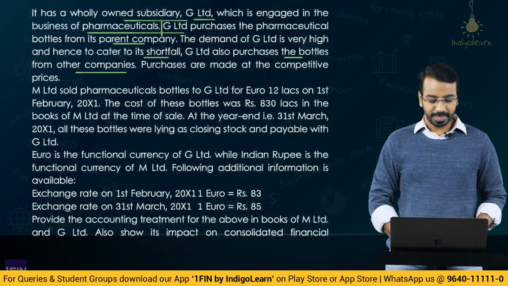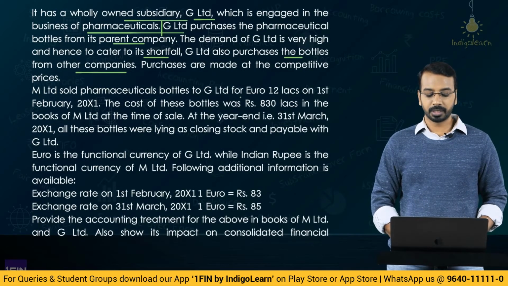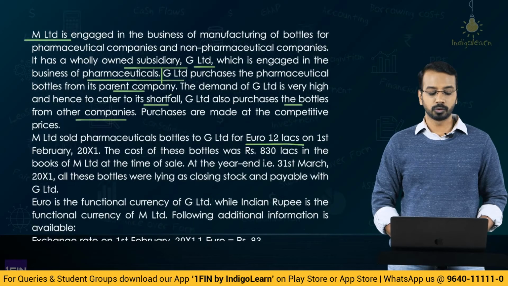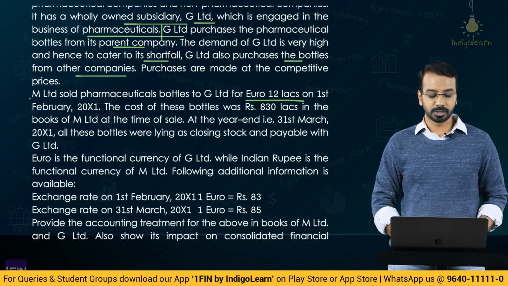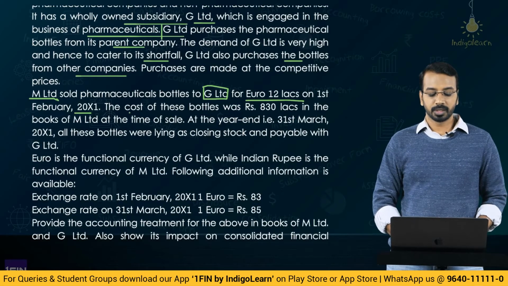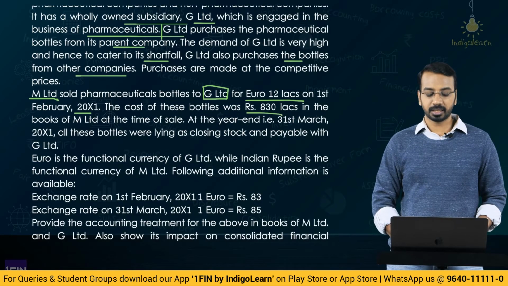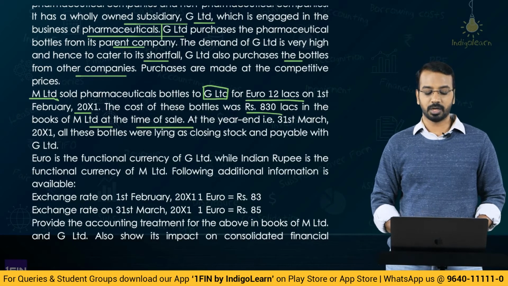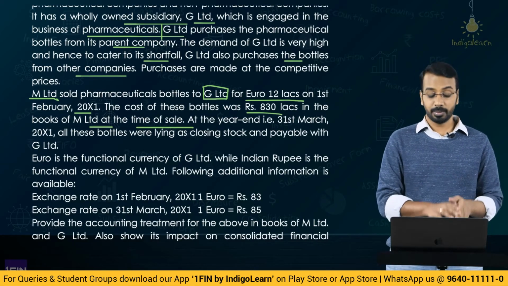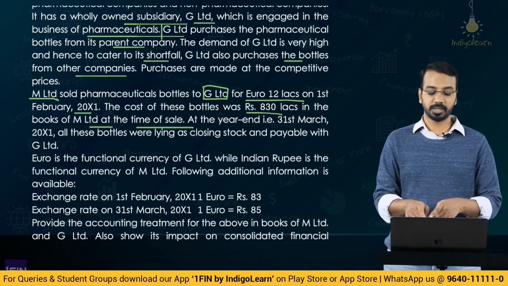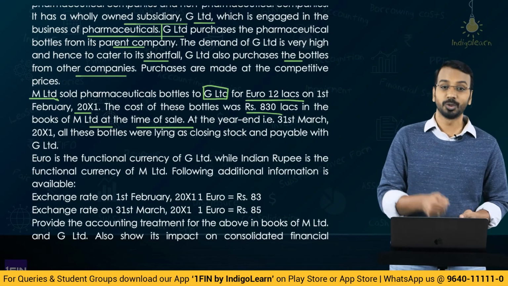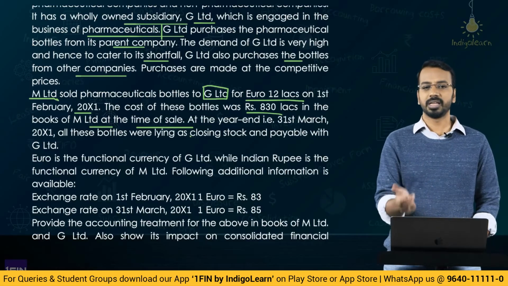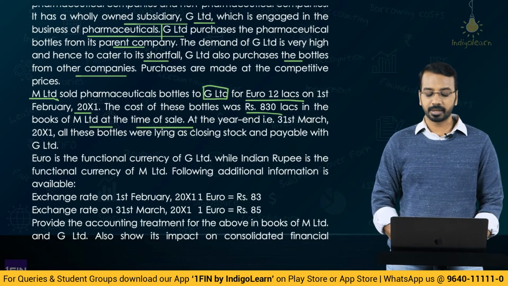M Limited sold pharmaceutical bottles to G Limited for euro 12 lakhs. So who sold? M Limited, the holding company, sold the pharmaceutical bottles to this particular subsidiary company for euro 12 lakhs on 1st of February of year 1. The cost of these bottles was rupees 830 lakhs in the books of M Limited at the time of sale. So there is a sale from holding to subsidiary, of value 12 lakhs euro. We do not know the equivalent INR, but the cost we know is 830 lakhs.